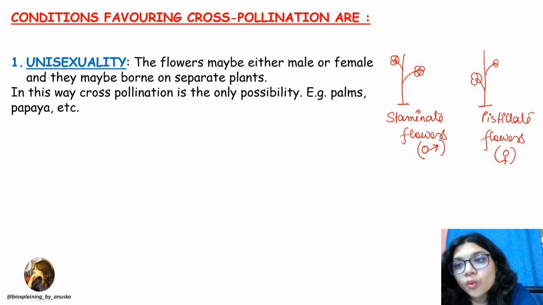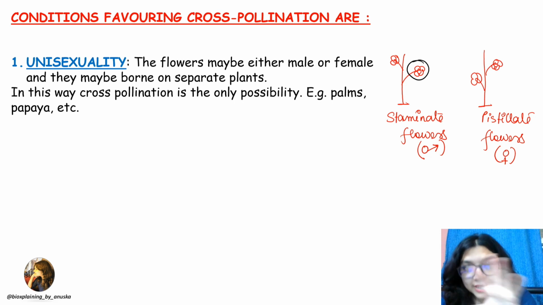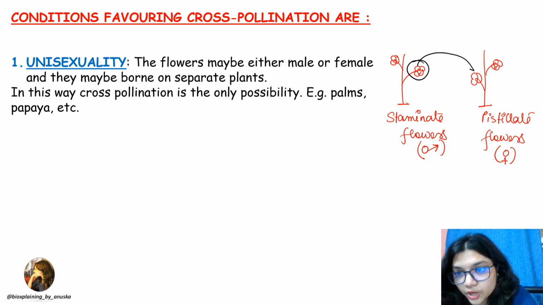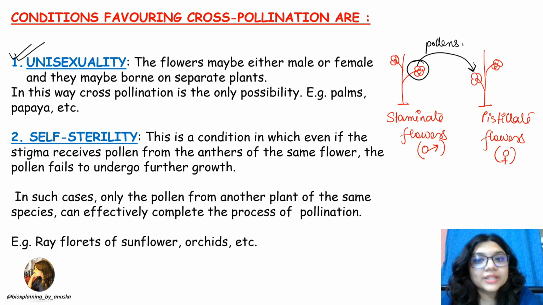Okay, so the only way to pollinate such kind of flowers should be what? That the pollen grains that are released by the anther of these flowers should go to the female flowers that are present on the other plant, right? So pollens should be transferred this way. So hence unisexuality is the first condition that we are studying here, right? That is, the flowers may be either male or they may be female, and they may be borne on separate plants. So cross-pollination is the only possibility in this case.